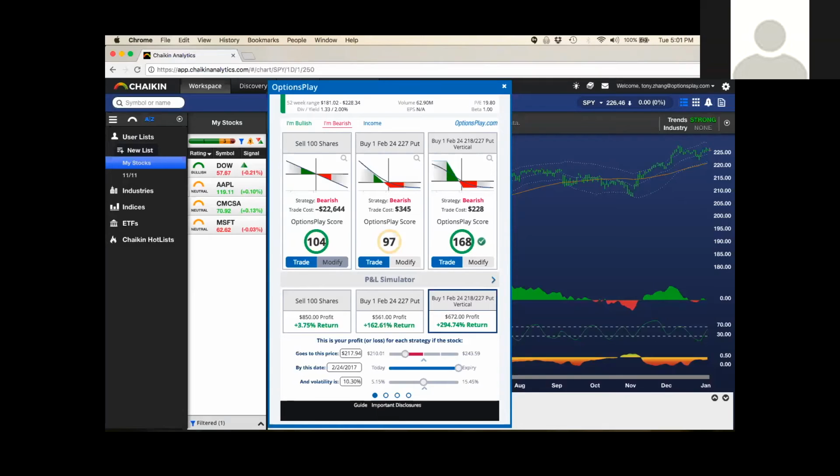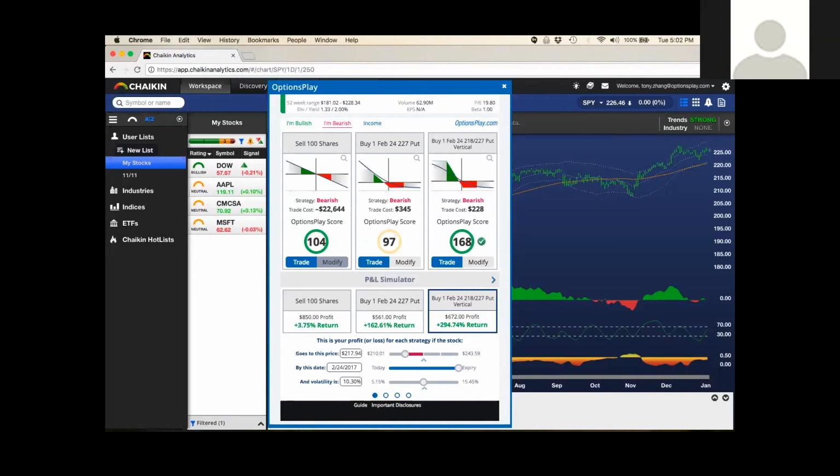going to notice is the OptionsPlay score. As you can see, you can either short S&P 500, which is probably not a recommended strategy to go about doing so, but you can buy this put strategy for $345, or you can buy a put spread, which significantly reduces the cost or your risk of providing a hedge from $345 down to $228.